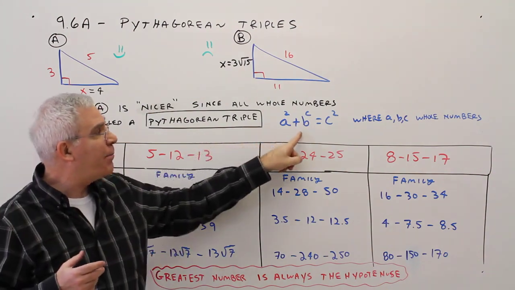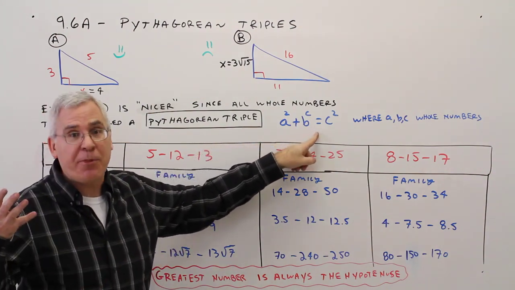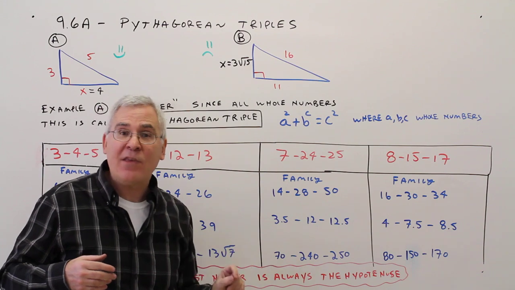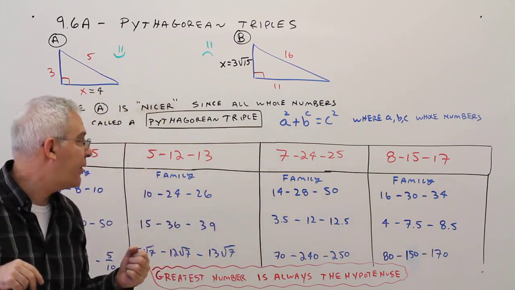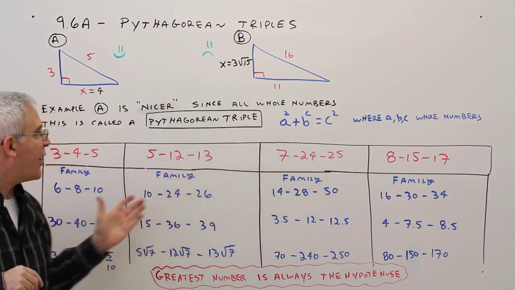Simply, a squared plus b squared equals c squared, the Pythagorean theorem, where a, b, and c are all whole numbers. All the side lengths of the triangle are nice, friendly whole numbers. All right, so here's a little chart.